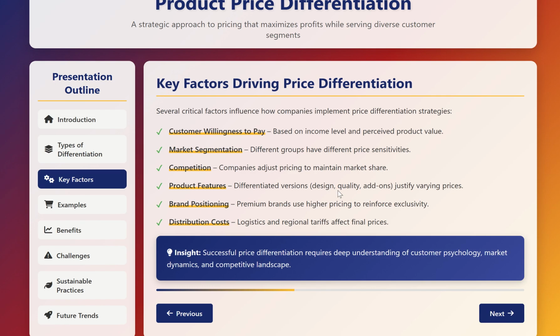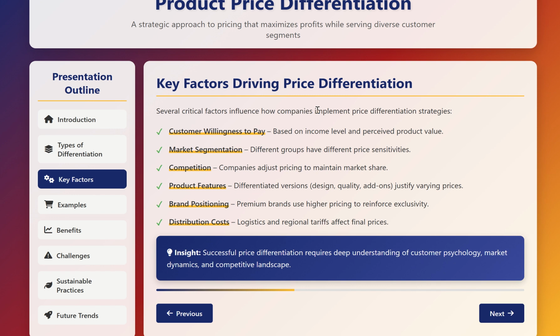Okay. So let's look at factors that drive price differentiation. What are some of the critical factors that influence how companies, organizations, or businesses implement price differentiation strategies? What are these factors we look at? The first critical factor is what we call customer willingness to pay, because at the end of it they will pay. This is normally based on income level and perceived product value.